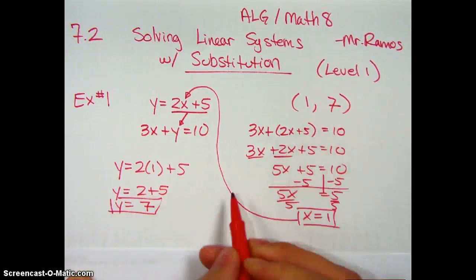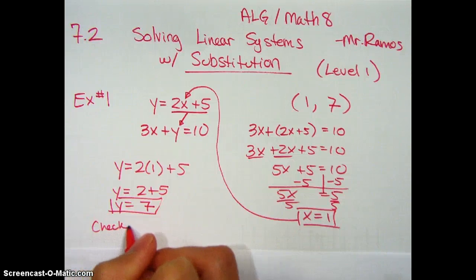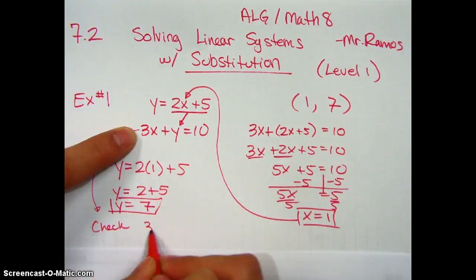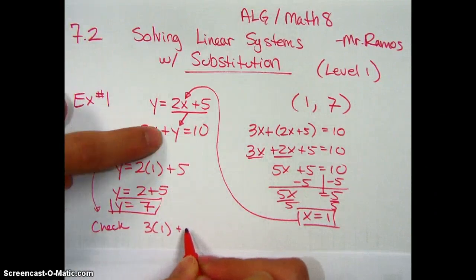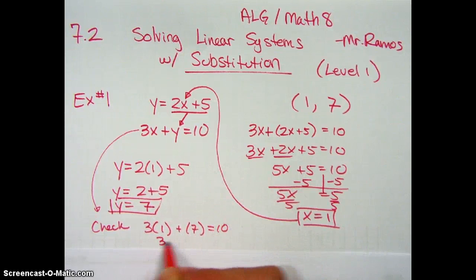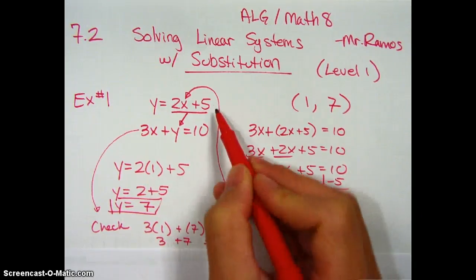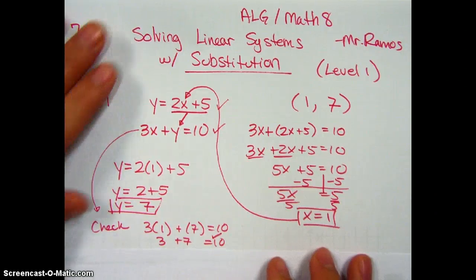And I can double check that by using this one over here. So I'm going to check it by using this one right here. Okay, so I'm going to check that 3 times, I say that x is 1, plus the y, which I think is 7, that should equal 10. And so sure enough, 3 plus 7, it does equal 10, so it means that it works for both of them. Alright, so there's that one. Here's a second example for you.